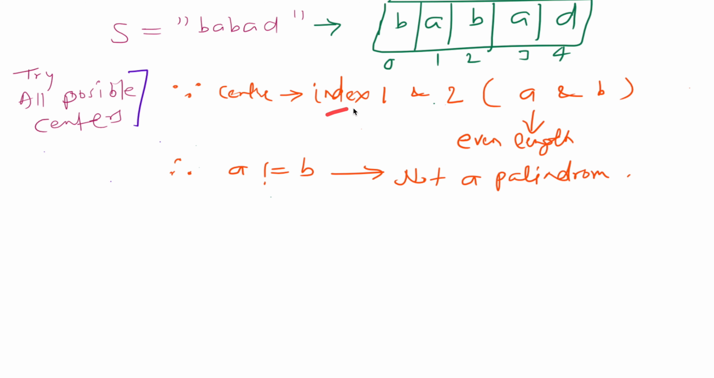So if we take the center 1 and 2, we are getting two different characters, A and B. So we can say we have even length, correct? And A is not equal to B, so we cannot say it's a palindrome. A and B is not a palindrome because it's not equal, right? So we can discard this A and B, correct?